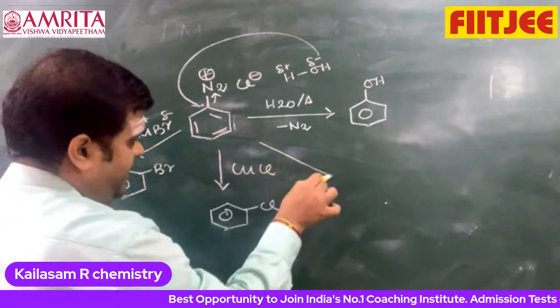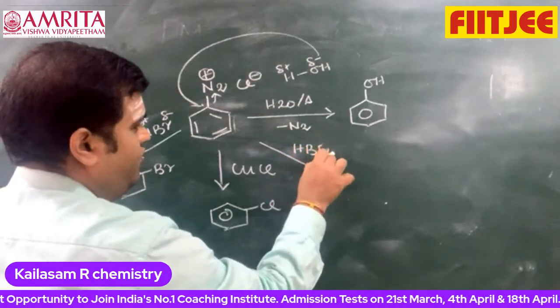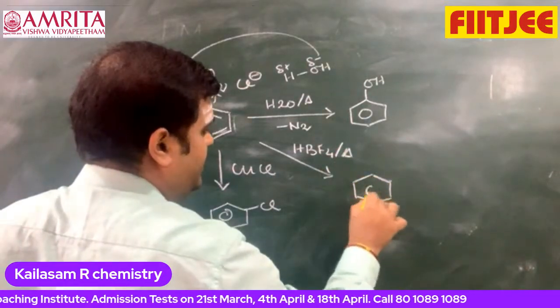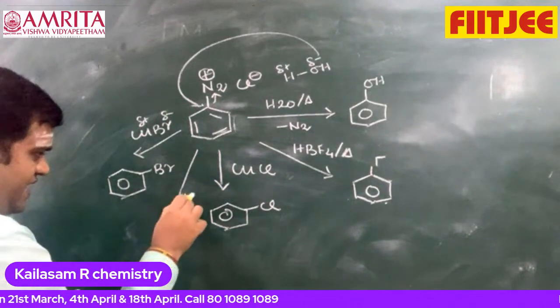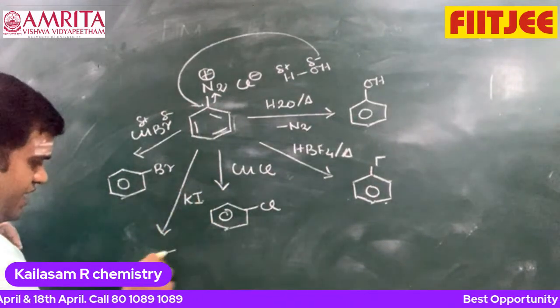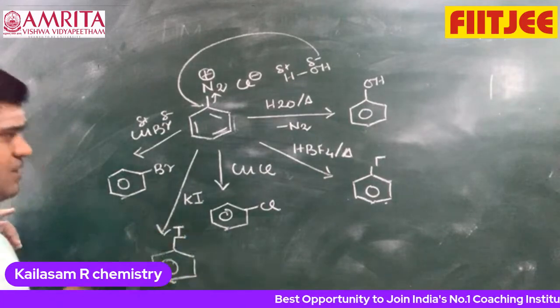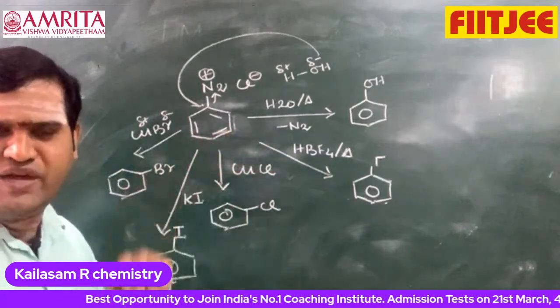Now, if I add HBF4 and heat, I'm going to get fluorobenzene. And if I add KI, I'm going to get iodobenzene. Look at this. CuCl and CuBr are examples of the Sandmeyer reaction.